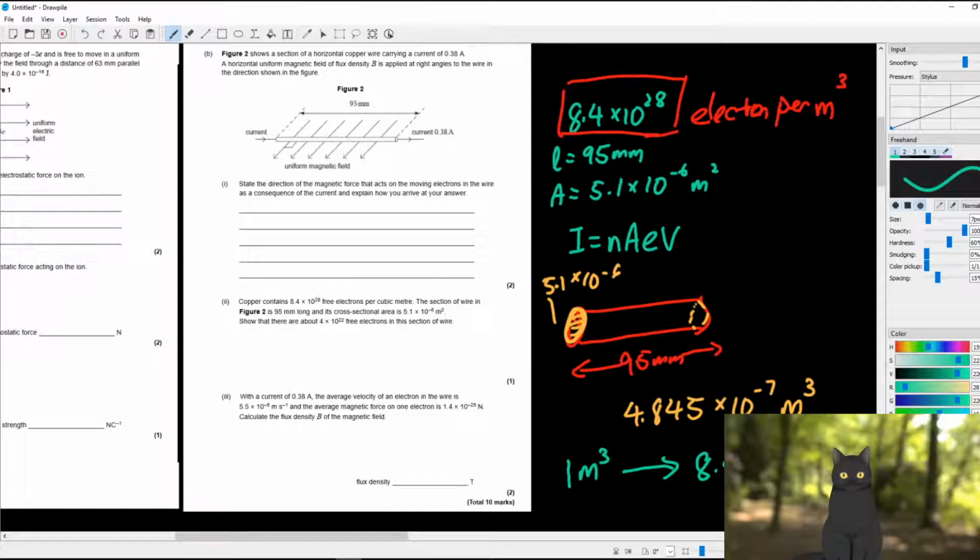That makes sense. So it's not so much about nAev, but rather trying to figure it out using the information. Yeah. Okay, next part. Okay, that makes sense.